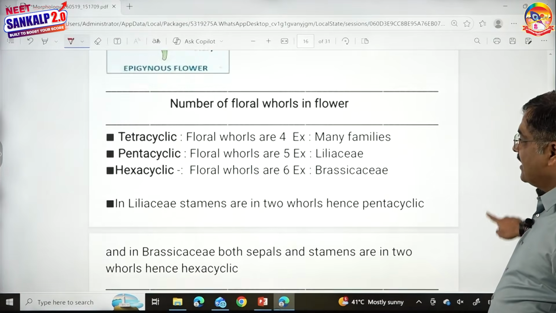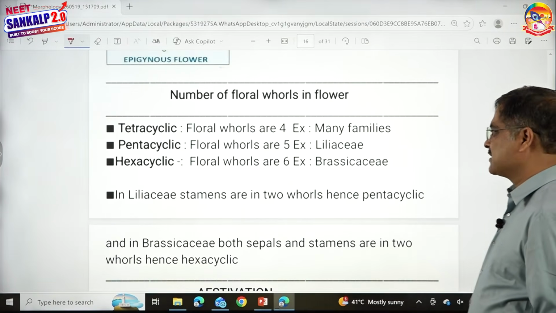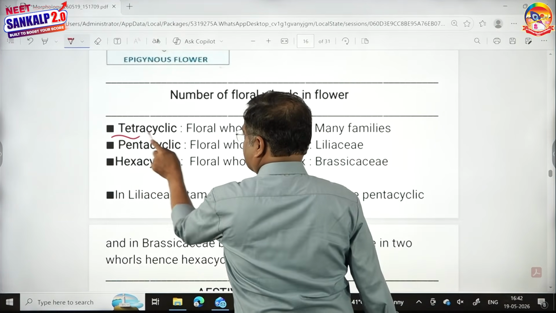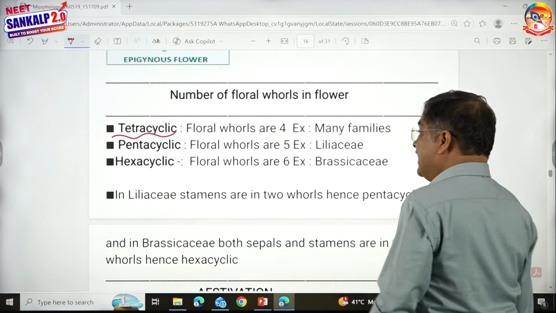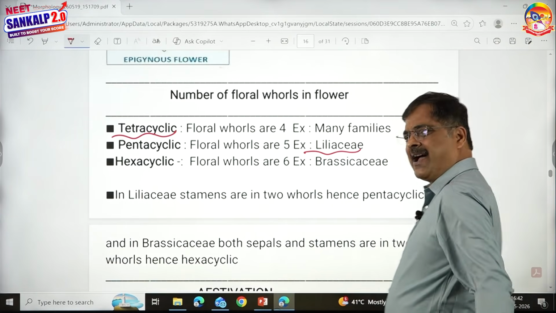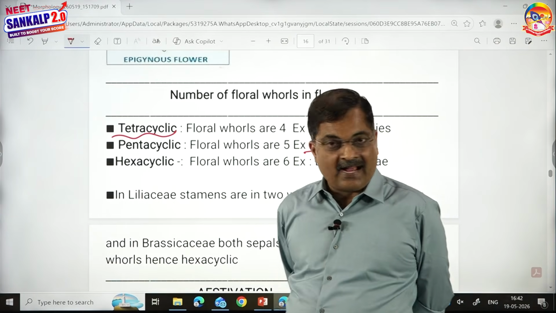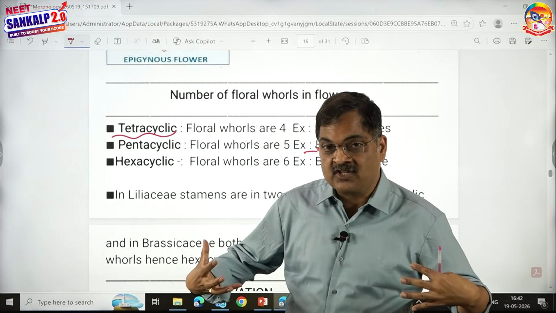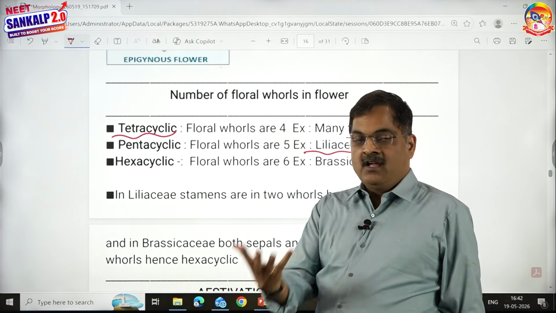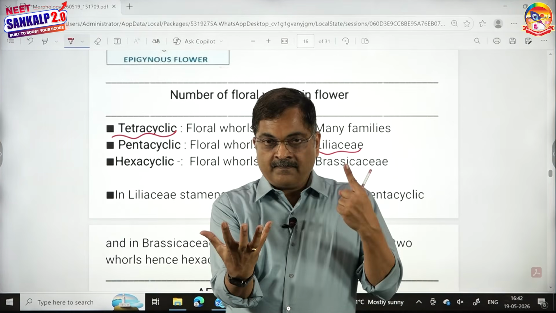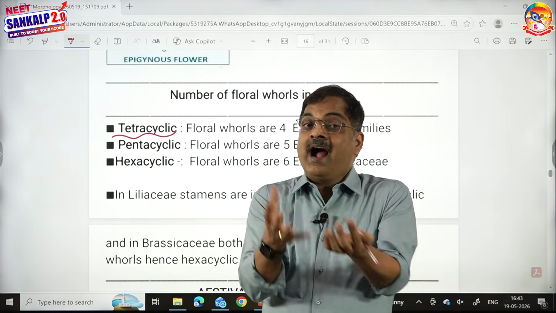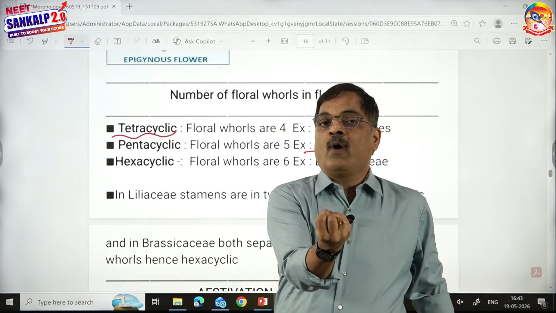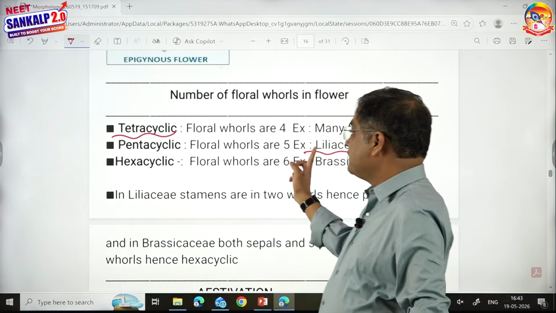All right. Then number of floral whorls. Not that much important. A typical flower is tetracyclic. All right. Liliaceae is pentacyclic. You may ask me, how can a flower be pentacyclic? I'll tell you. Stamens are there in 2 whorls. Outer 3 stamens, inner 3 stamens. So naturally pentacyclic. Outer whorl of perianth, 1. Inner whorl of perianth, 2. Outer whorl of stamen, 3. Inner whorl of stamen, 4. And 1 whorl of carpel, 5. So therefore it is pentacyclic.